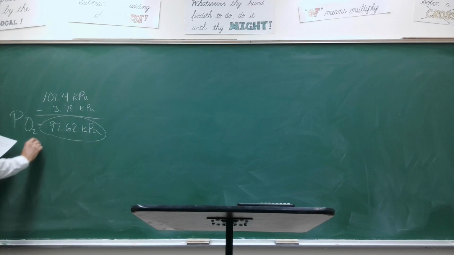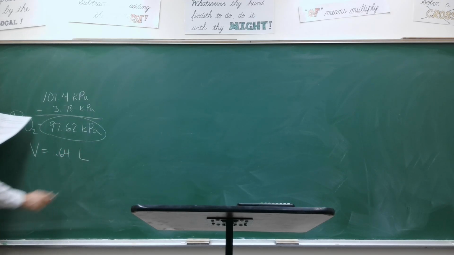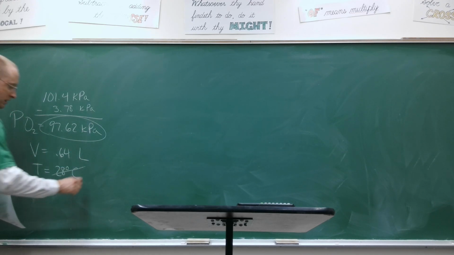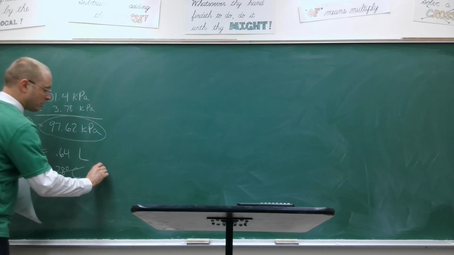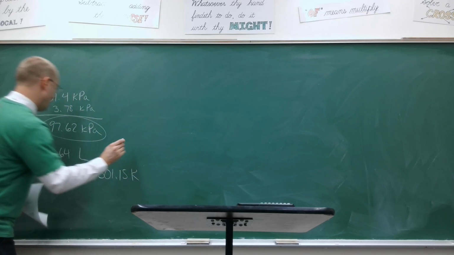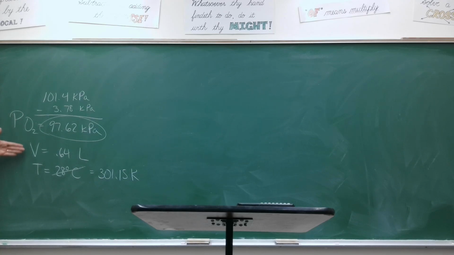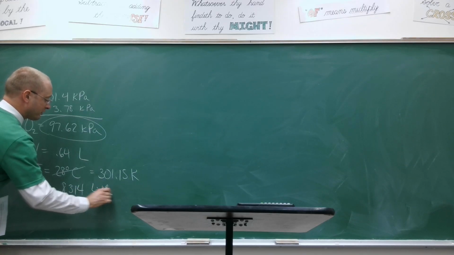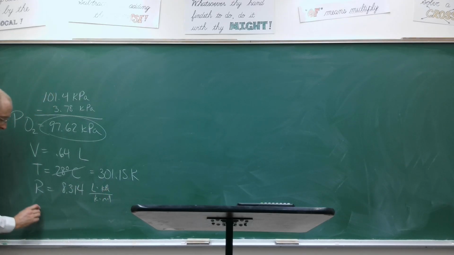We know the volume is going to be the 0.64 liters, and we know the temperature. Now it says 28 degrees Celsius, but we don't use Celsius, class. We've got to have Kelvin, so let's add 273.15 to get. So there's our pressure, there's our volume, there's our temperature. Of course, we know R, class, is 8.314 liters times kilopascals over Kelvin times moles. And we just got to find the number of moles.